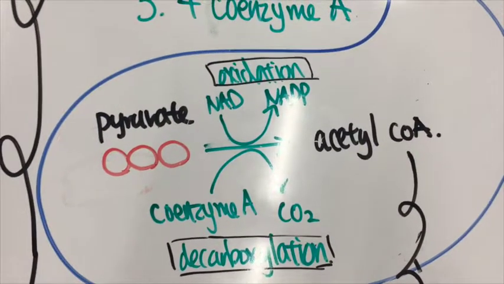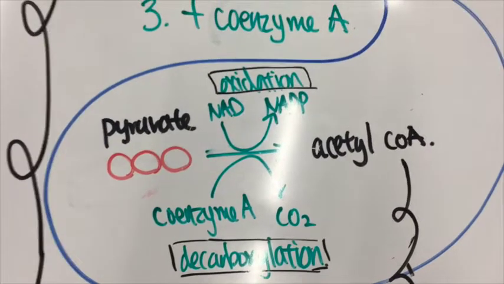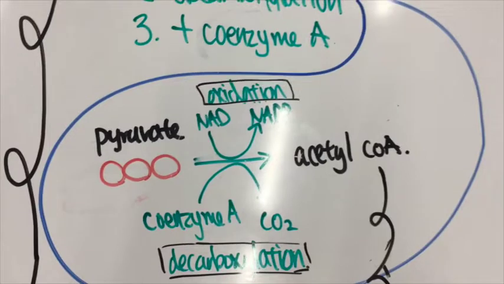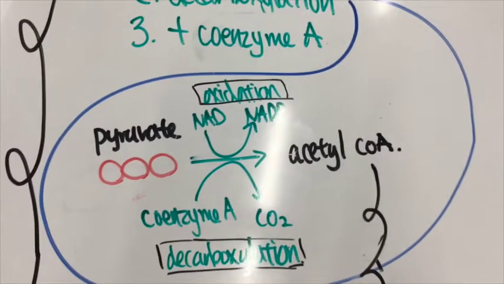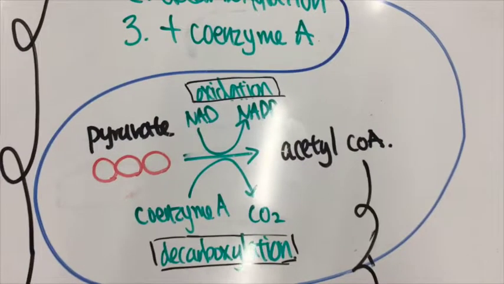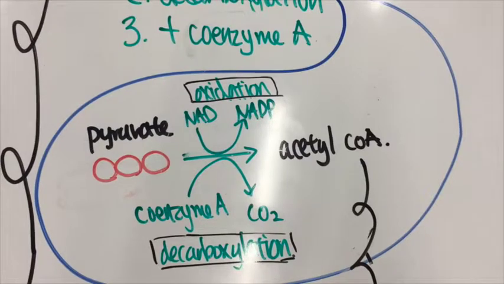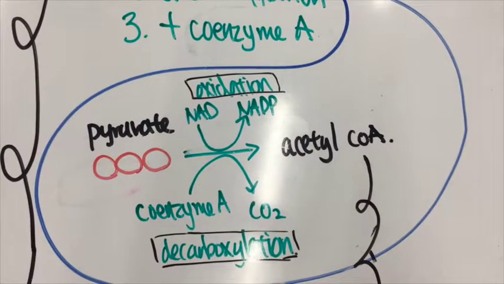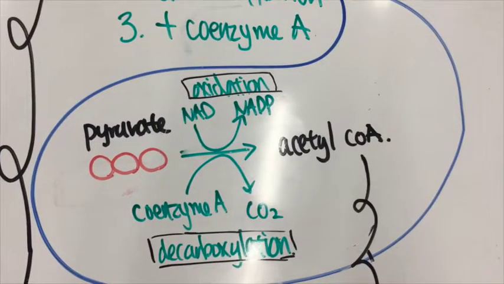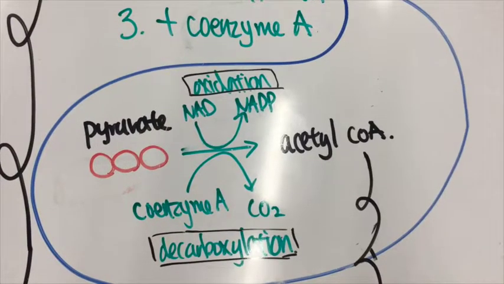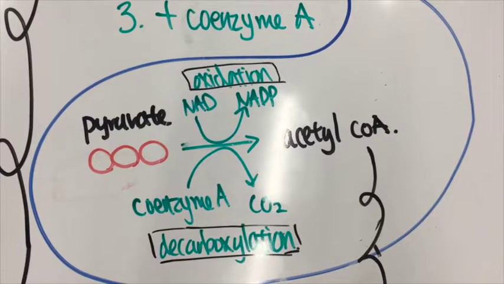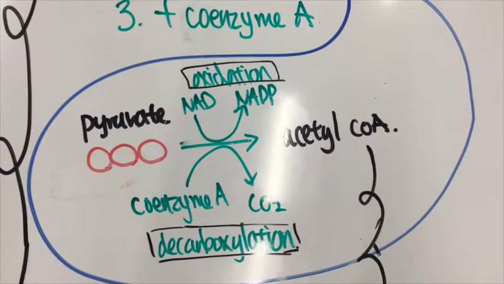The removal of hydrogen is called oxidation, and this is when hydrogen is accepted by NAD. The removal of carbon dioxide is called decarboxylation. The whole conversion is therefore called oxidative decarboxylation. The product of oxidative decarboxylation of pyruvate is an acetyl group, which is attached to coenzyme A to form acetyl coenzyme A.